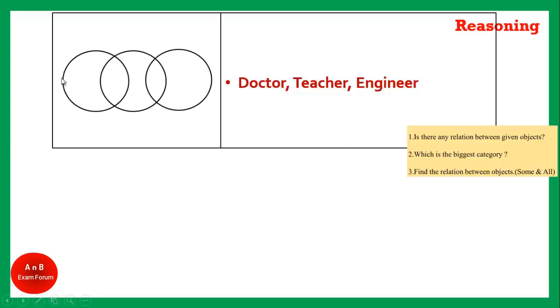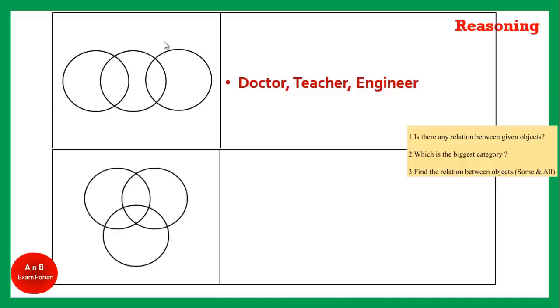So let's see the relationship. If I make this a doctor and this an engineer, there is no relationship between doctor and engineer. But if I make this circle a teacher, some doctors can be teachers and some engineers can be teachers. So doctor and engineer don't have any relationship between them. This is the correct Venn diagram for this type of question. You can note it down, this is very important. Let's see the next category.